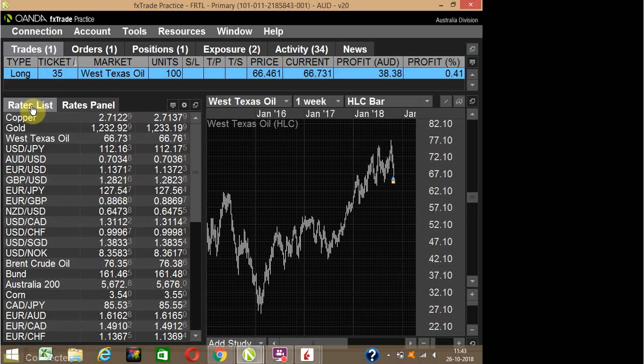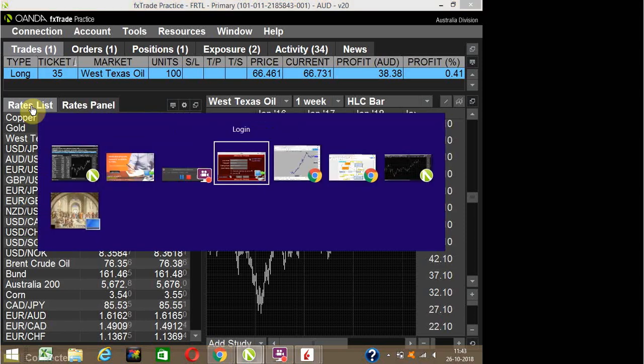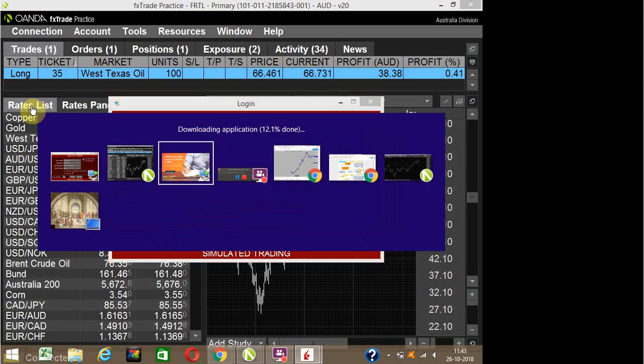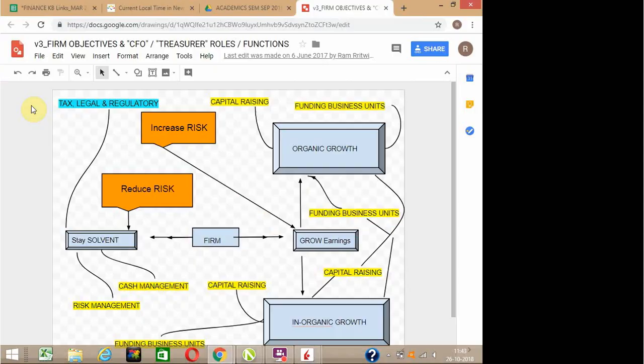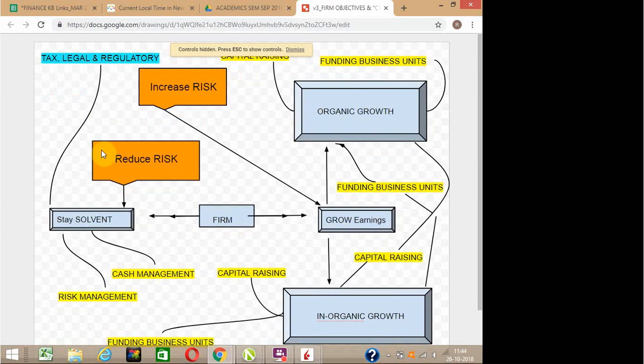Okay, guys, shall we start? Okay. So your topic, there's another software that is loading, so we'll just let it load. Okay.